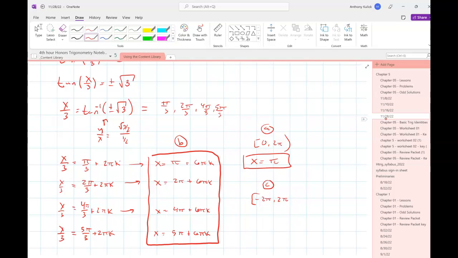All right. So if k is 0, I get pi and 2 pi from those first two solutions, but the rest of these are too big. If k is negative 1, that's negative 5 pi too small, negative 4 pi too small, negative 2 pi, that's okay. And then negative 1 pi, that's okay.